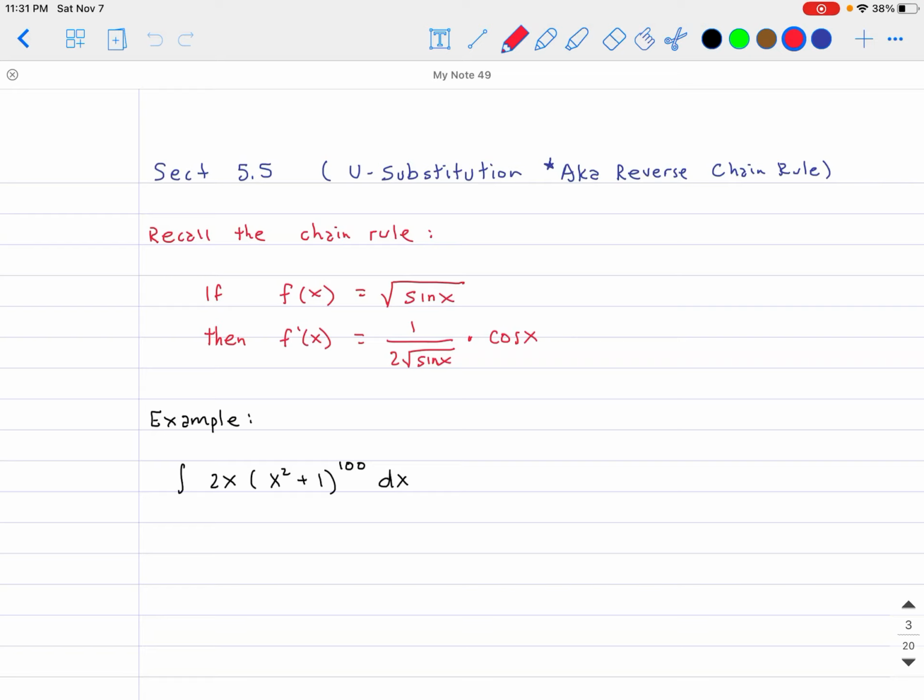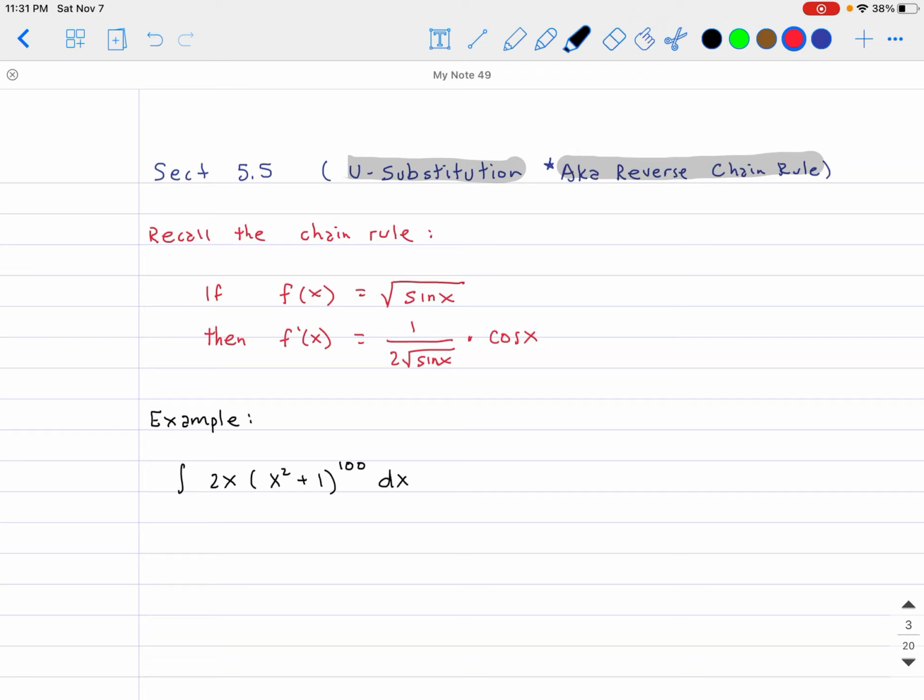Hello everybody, welcome back to our calculus section. Today we will be talking about u-substitution, or what is known as the reverse chain rule. The familiar term is actually u-substitution in calculus. I call it the aka reverse chain rule because that's what it really is.